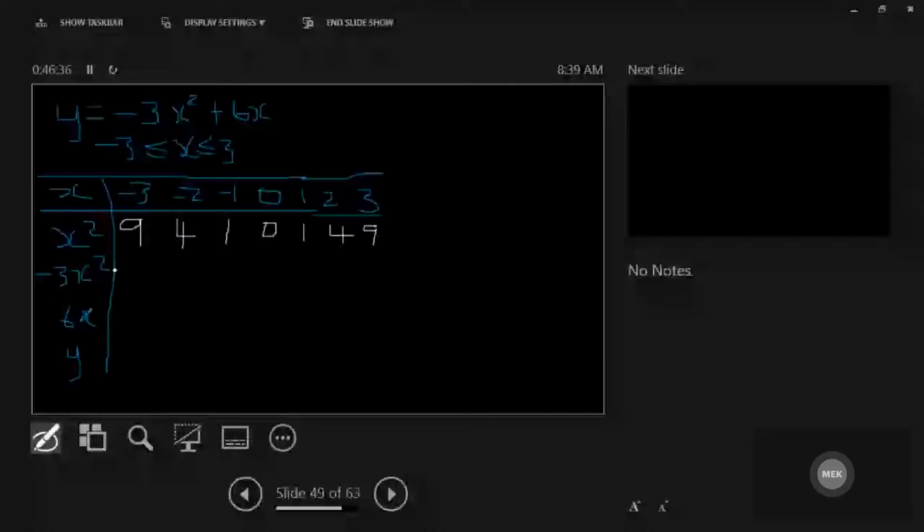Now we're going to multiply these by negative 3. So negative 3 times 9, that's negative 27. Negative 3 times 4, that's negative 12. Negative 3 times 1 is negative 3.